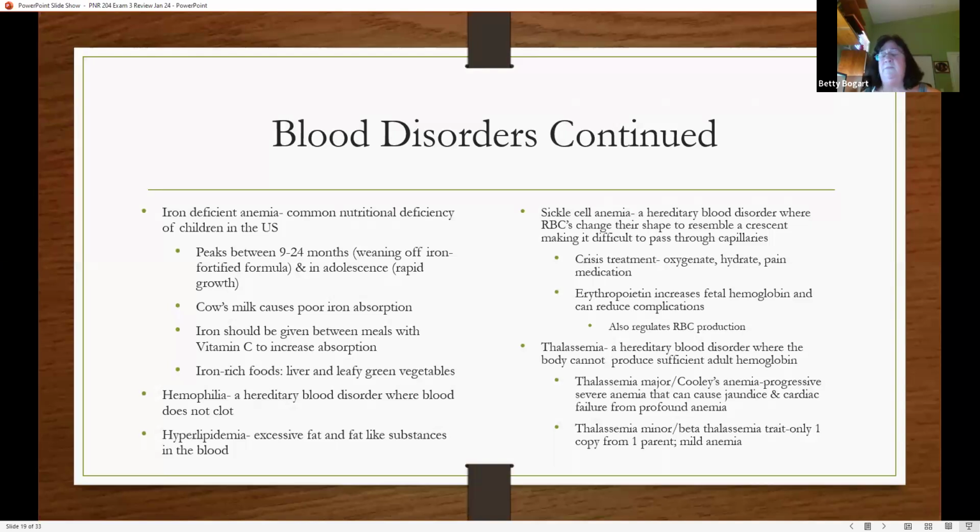Another definition, hyperlipidemia is just excess of fat in the body. Sickle cell is hereditary. It comes from mom and dad given to the child where the cells clump up and can't get through the vessels. One of the things that we give these children and tell them to do on a daily basis is to hydrate, keep the vessels big so that the blood can flow through. And we'll be giving pain medicine when they have a crisis and we'll give them oxygen.